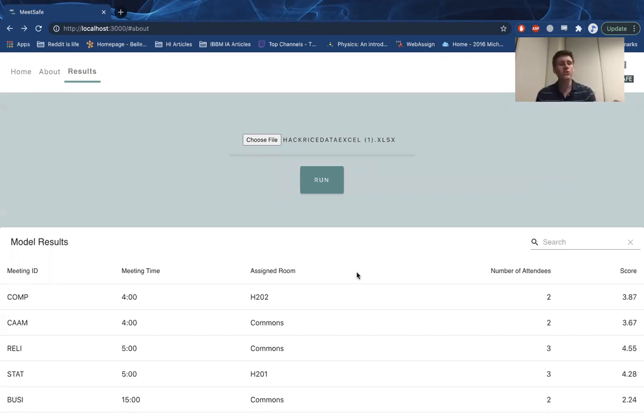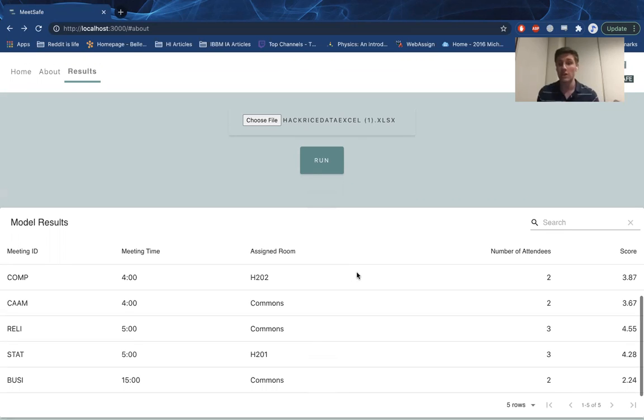So you can see in our results here that we have 5 meetings occurring on campus at our home residential college, Hansen College. And in the middle column, you can see the room to which these meetings were assigned. So the first meeting at 4 o'clock is a comp class, and it's assigned to Hansen 202. And then our next meeting, a CAM class, is assigned to the commons.